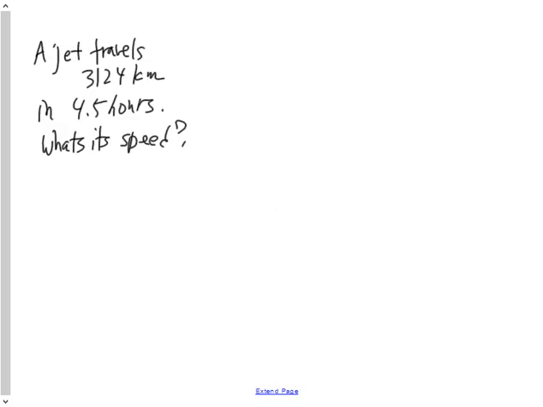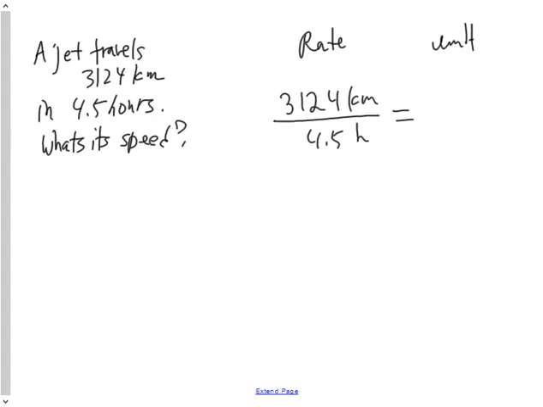The next question says a jet travels 3,124 kilometers in 4.5 hours. What is its speed? Well, the rate of speed is this. It travels this fast in that much time. But what we're really looking for, again, is this unit rate idea. How fast was it going per 1 hour? Now it says, what is its speed? So there's 2 ways we can do it.